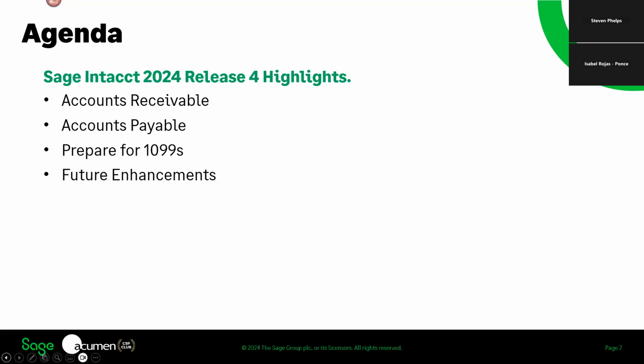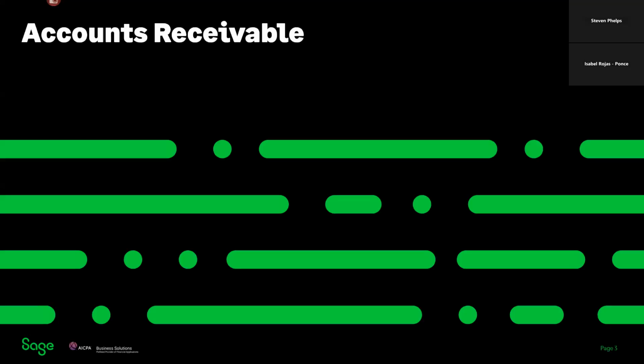Start our slideshow. So as Stephen mentioned, we are going to be covering some of the features in the latest Intacct release from November 8th. And again, we're going to talk a little bit about accounts receivable, accounts payable, 1099s, and a little preview of what Intacct is working on for one of the AP bills screen. So let's go ahead and get started.